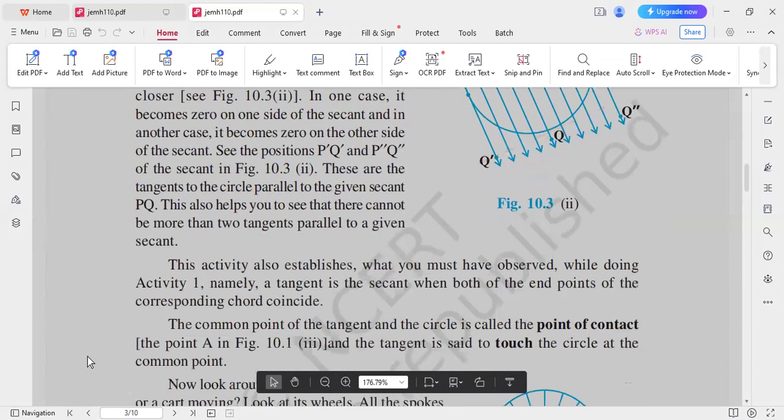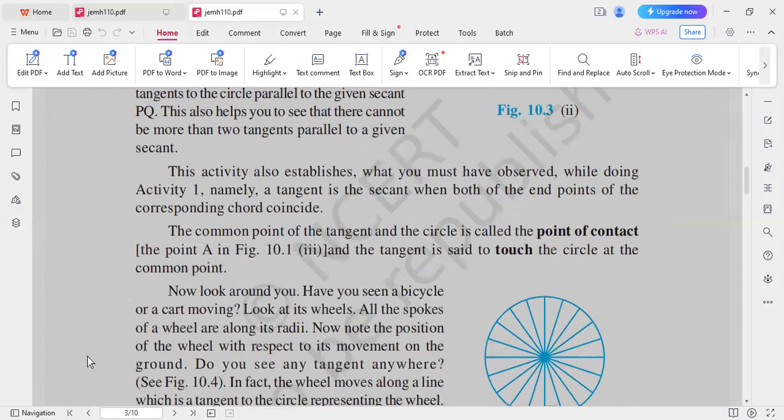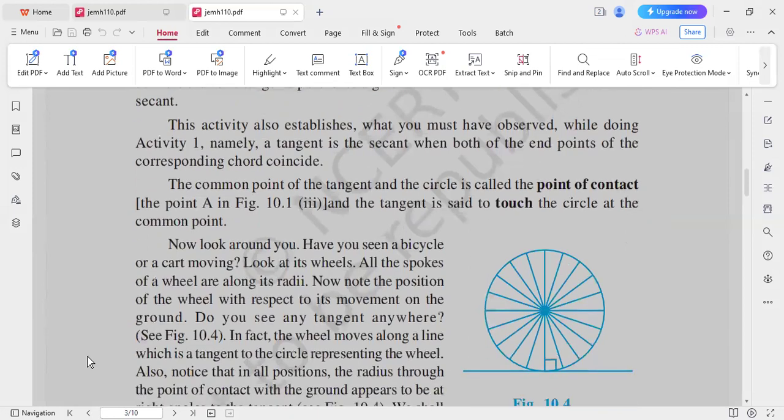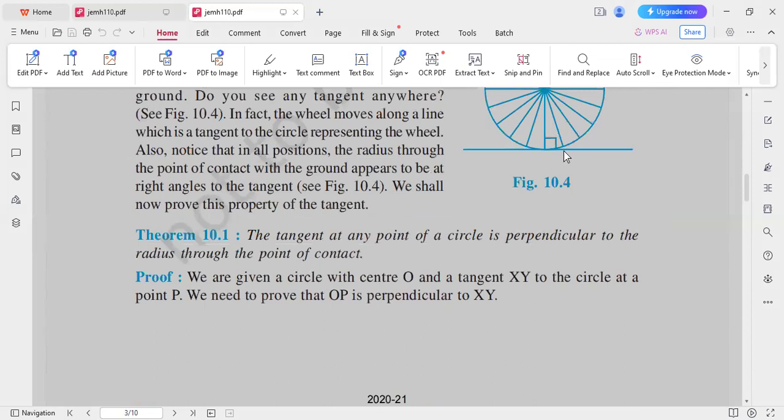Yes. Okay. So this is of course the point of contact. What is the point of contact? The common point of the tangent and the circle. Where the tangent and the circle meet, that is called the point of contact. Okay. So this is what I already explained to you. The tangent at any point of a circle is perpendicular to the radius through the point of contact, right?